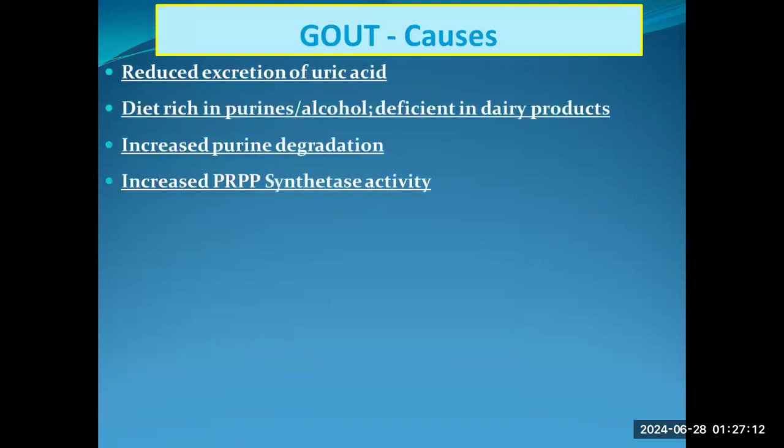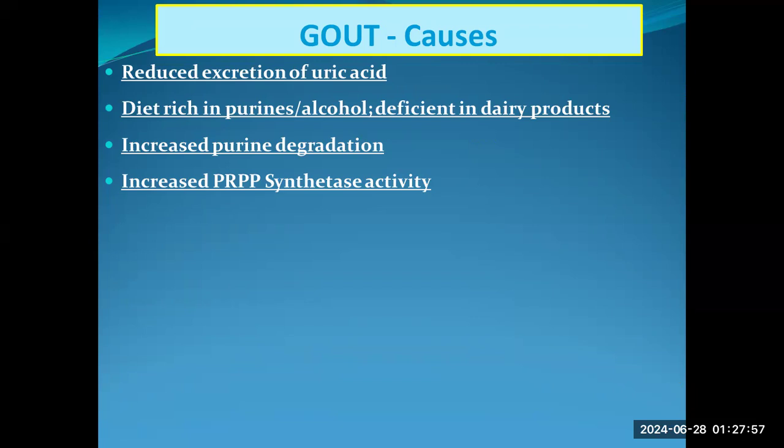Causes of gout, obviously, reduced excretion of uric acid. Remember that uric acid is the least soluble, and if its level is greater than the solubility level of uric acid, then it is a cause of gout. The second reason is a diet rich in purines, alcohol, or deficient in dairy products. So, if we take a large amount of purine in the diet, obviously that leads to the formation of an excess amount of uric acid.